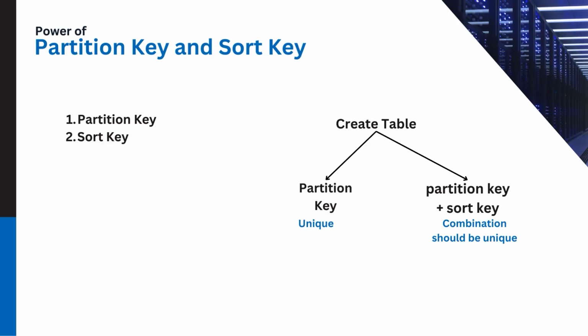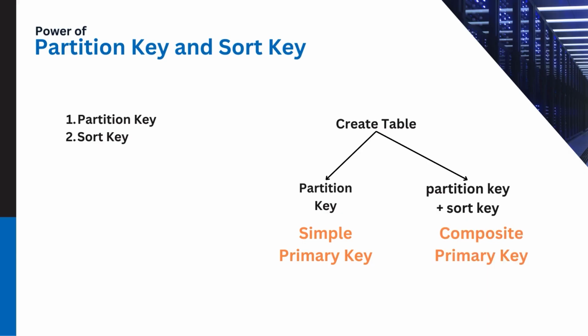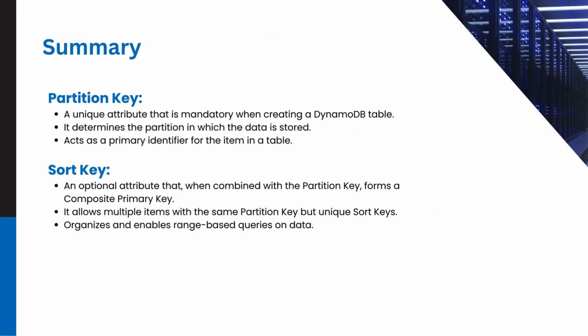When you are using only the partition key, it's called a simple primary key. When you use both partition key and sort key, the combination is called a composite primary key. This ensures that each item in the table has a unique identifier, maintaining the integrity of data. Now this is the summary of what we have learned so far.